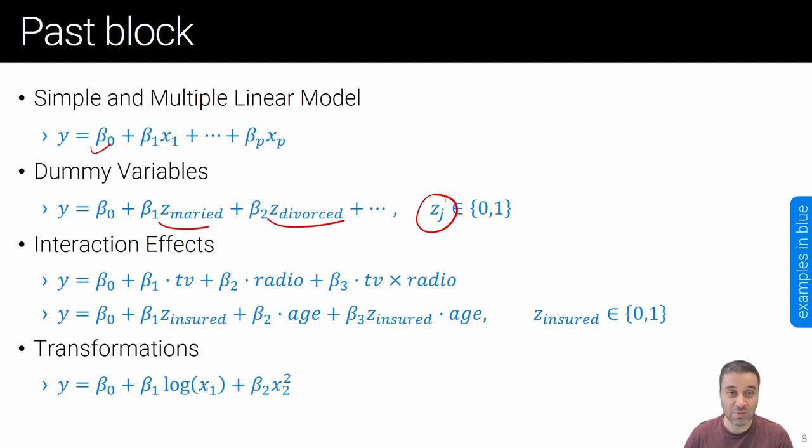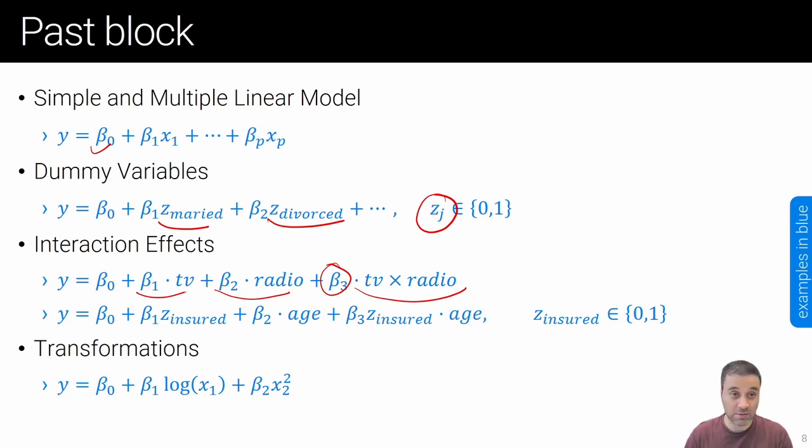Then we have interaction effects. For instance, we saw the interaction between how much we advertise our product on TV and radio. So we have here the main effect of the TV, the main effect of the radio, and here in beta 3, we're modeling the interaction between TV and radio. And we saw it's kind of how much they're reinforcing each other.